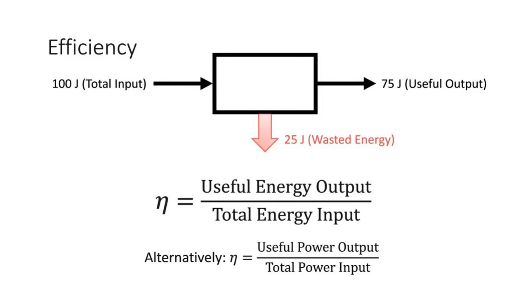Efficiency is the ratio of useful energy output to the total energy input, showing how much of the input energy is effectively used for the intended purpose. In this example, out of 100 joules of energy supplied, 75 joules are useful, while 25 joules are wasted. This wasted energy might be lost as heat, sound, or other forms of non-useful energy. Efficiency can also be expressed in terms of power, where useful power output is divided by total power input. Understanding this helps us see how well a system converts the energy we put into it into useful work.